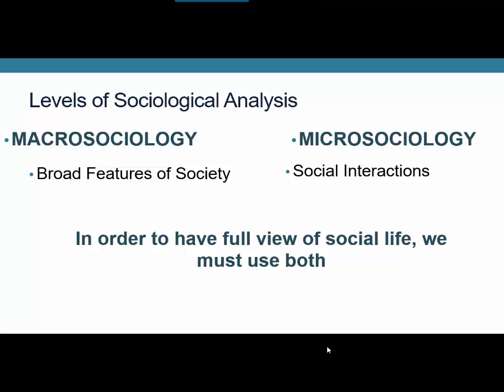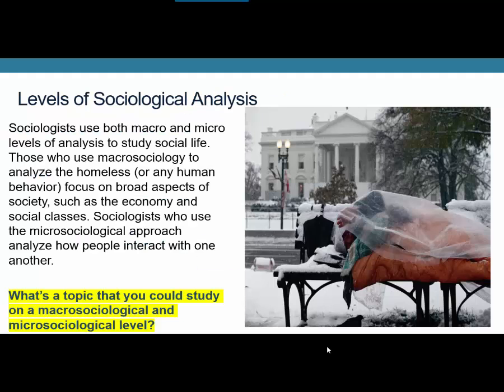So if you're a sociologist who primarily studies macrosociology, that does not mean that your work is any more necessary or important than someone that studies microsociology. Most social phenomena exist on both a macro and a micro level, and to fully understand it, we need to look at both levels. Your book offers the example of homelessness to illustrate what it means to look at something from both levels.